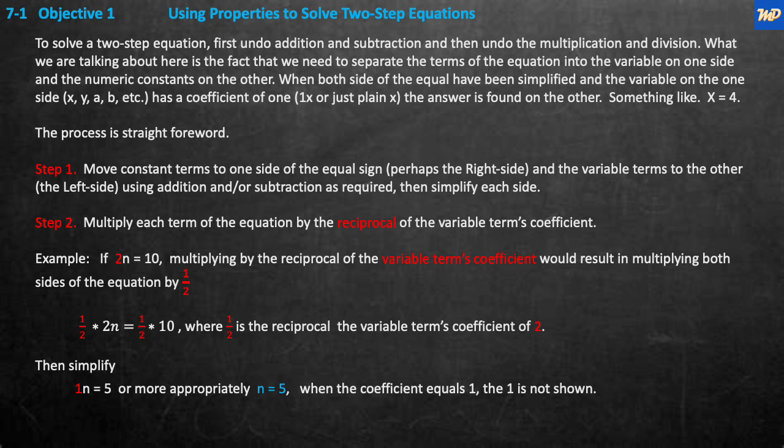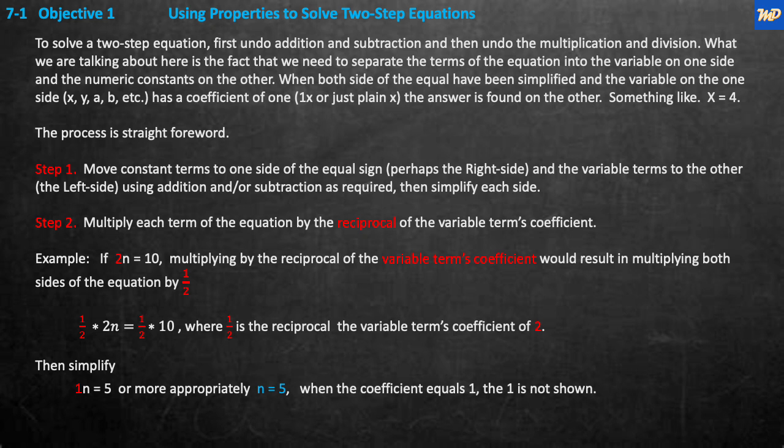Well, what does that mean? So if 2n equals 10, multiplying by the reciprocal of the variable term's coefficient would result in multiplying both sides of the equation by 1/2. 1/2 is the reciprocal of 2, just like 2 is the reciprocal of 1/2. You just take the one number and put it under or over it, as a divisor using the division sign. That's basically what it means here.